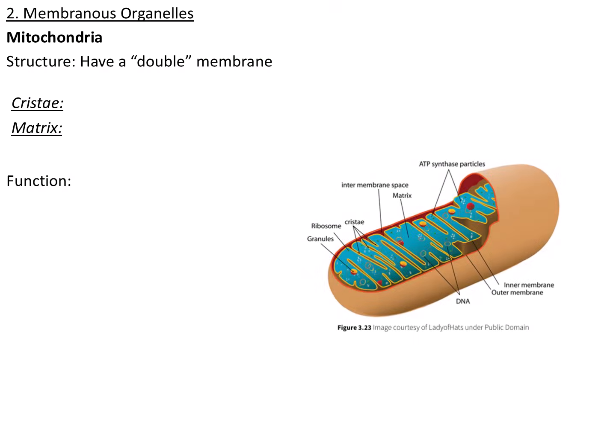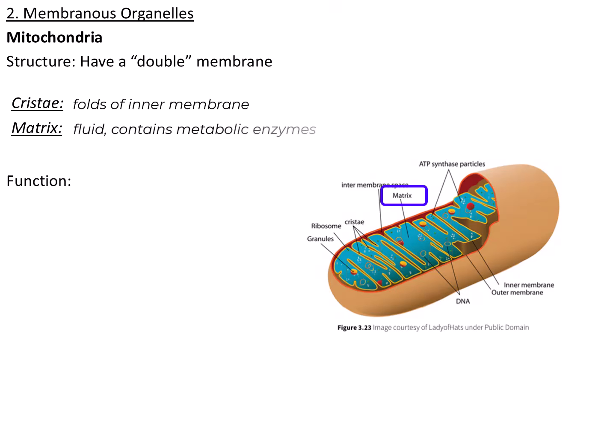Now let's move on to the membranous organelles. The first type of membranous organelle is the mitochondria. Mitochondria have a double membrane structure. There is an outer membrane and an inner membrane that folds to create the cristae. Inside the mitochondria is the mitochondrial matrix. It has fluid and metabolic enzymes.